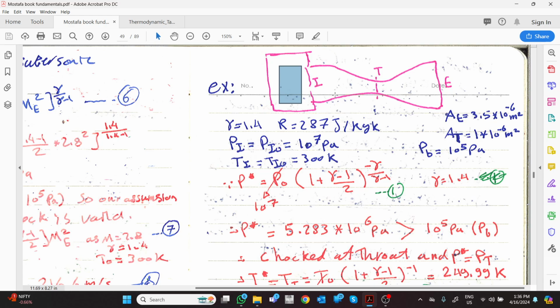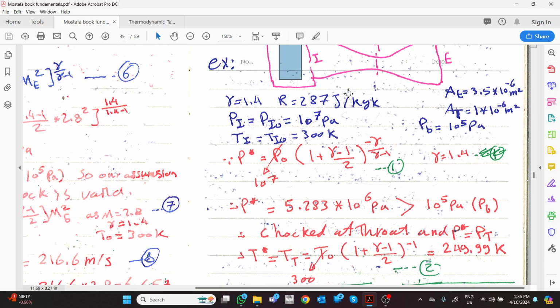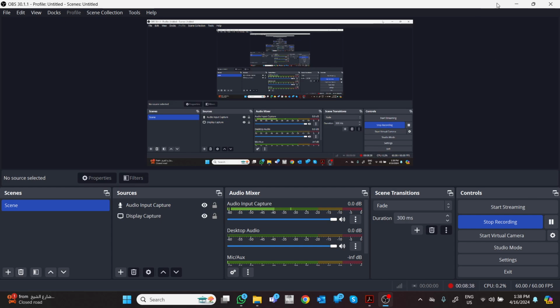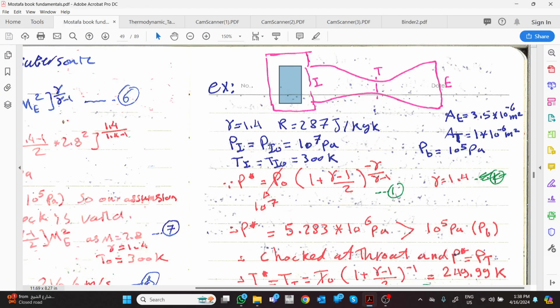Okay, now we need, while they already wrote all of this, the question is: what is the velocity at the exit, and what is the discharge flow rate? In this condition we need to know the discharge flow rate, the velocity, etc.